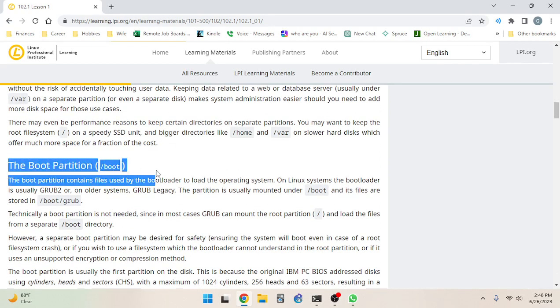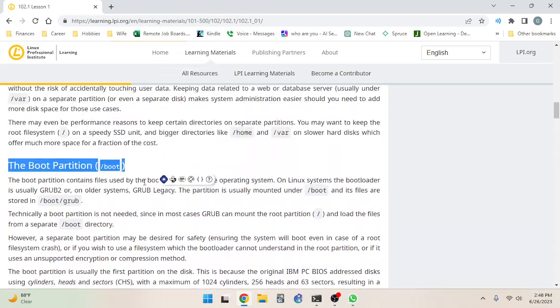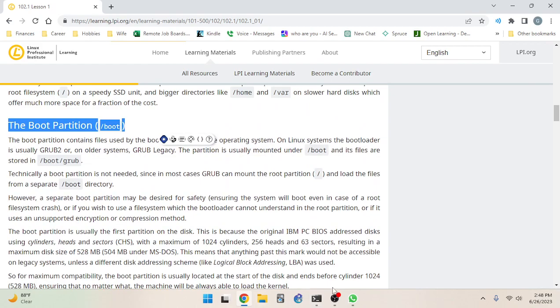All right, so next is the boot partition. And I think I need a quick break here. I'll be right back.